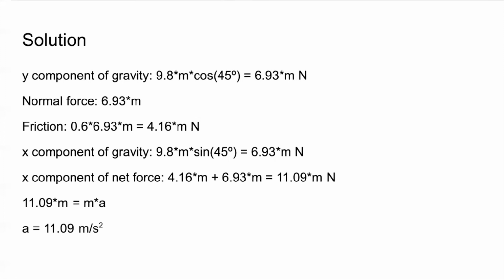6.93 times m newtons. And since the object is sliding upwards, that means the force of friction is acting in the same direction as the x component of gravity. So therefore, the x component of the net force is obtained by adding together the x component of gravity and force of friction. So you get 11.09 times m newtons, and that is equal to m times a, and canceling out m, you get a is equal to 11.09 meters per second squared.